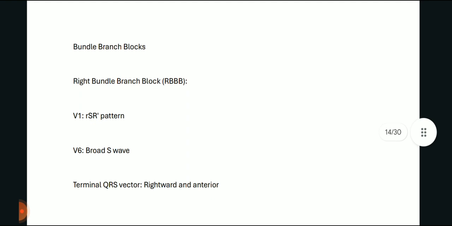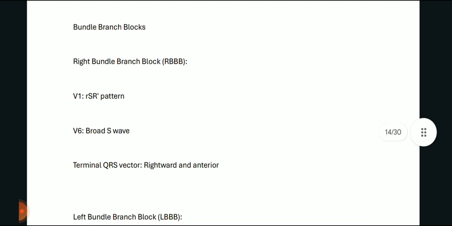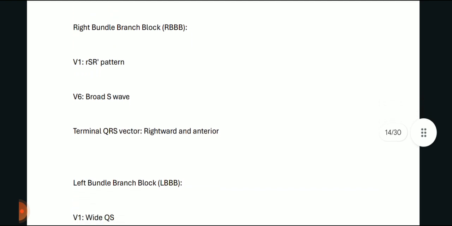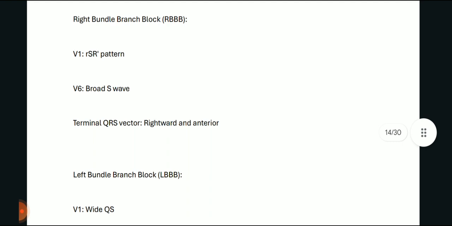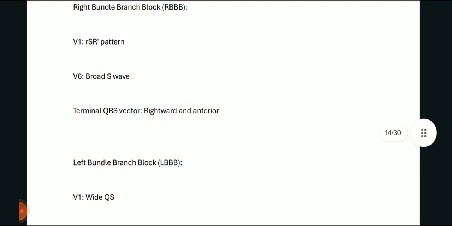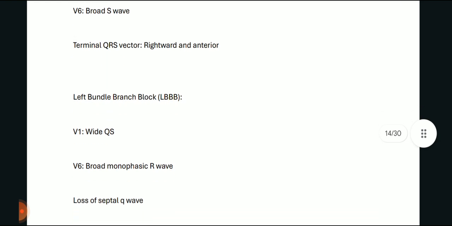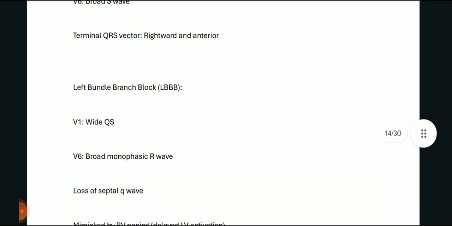Okay, so this was about right atrium, right ventricle, left ventricle. Now there can be bundle branch blocks. How will these manifest? Right bundle branch block will show a V1 rSR' pattern, with a small r and a capital S R. In V6 we will see a broad S wave. The terminal QRS vector will be rightwards and anterior, because the axis will be deviated.